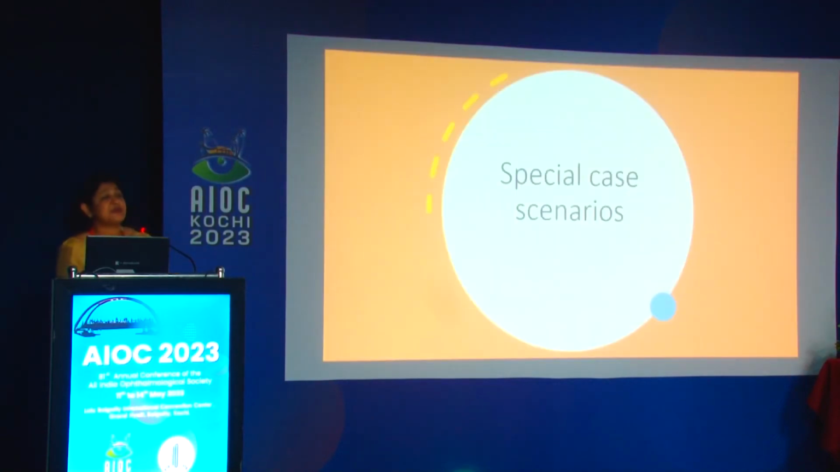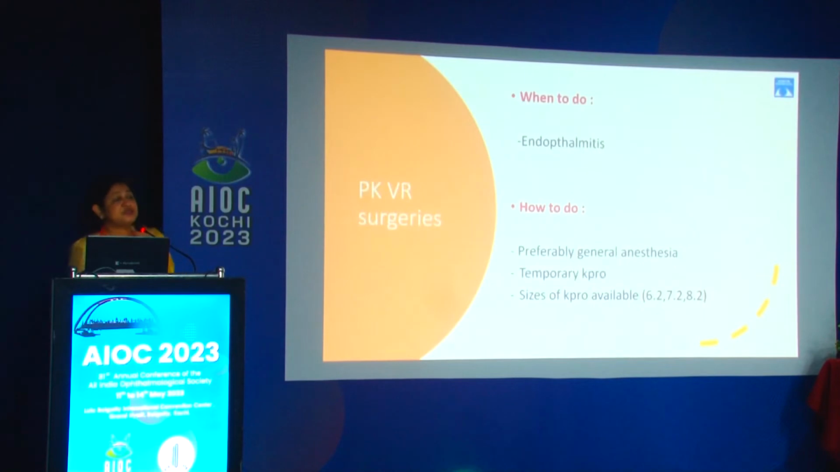Well, we do have some special case scenarios, patients with endophthalmitis where you might have to do a therapeutic graft with your VR colleagues. In such cases, we prefer a general anesthesia because the surgery is going to take a little longer time and you would need a temporary KPro. What we need to remember is the sizes which are available as of now are 6.2, 7.2 and 8.2. So you need to plan your surgery accordingly.